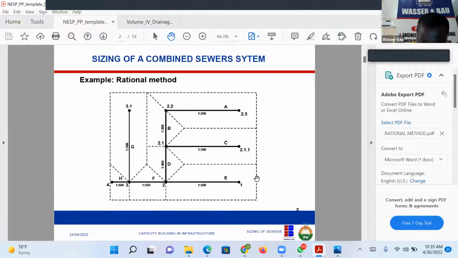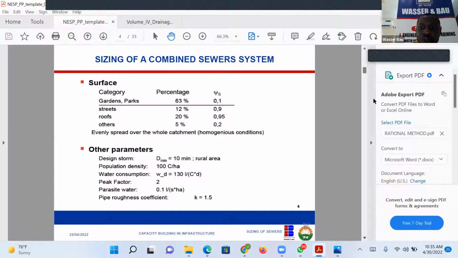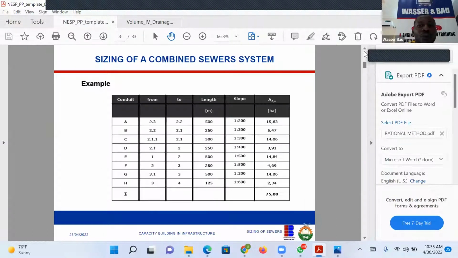So this catchment is emptying into this drain. This catchment is emptying into this drain. This catchment is emptying into this drain. Good. So after that, you've established this, okay?